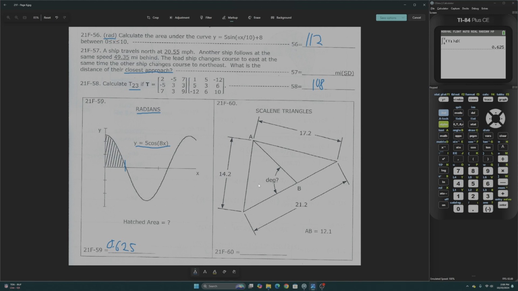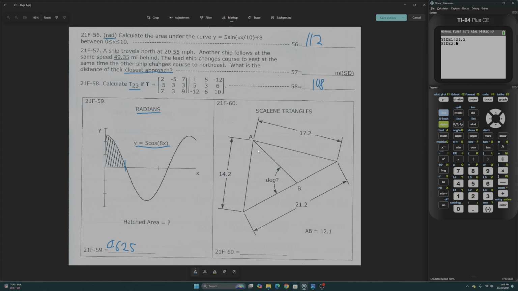Then we have a scaling triangle problem. It's my mistake. We're asked for this angle right here. There's a couple ways you could do it, but I'm going to start off by getting all the angles of the triangle. Yep, there we go. 21.2.